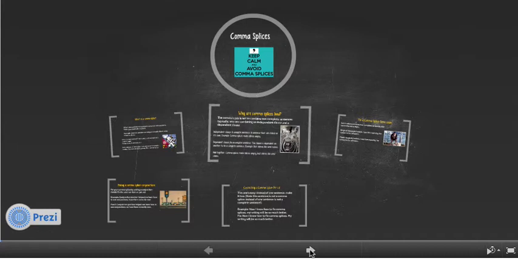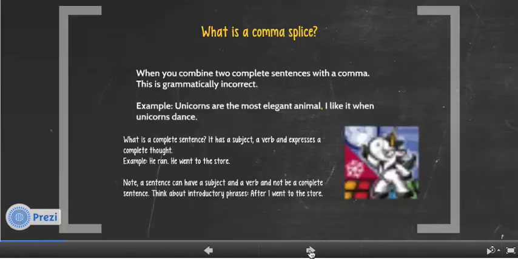This writing workshop will be on comma splices. What is a comma splice? It is when you combine two complete sentences with a comma. This is considered grammatically incorrect. For example, we have the sentence, "Unicorns are the most elegant animal, comma, I like it when unicorns dance."